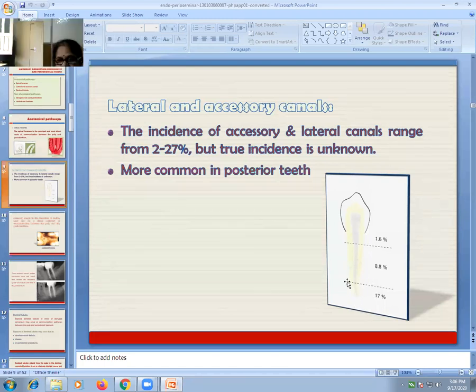How much is the incidence? They are seen mostly in posterior teeth and in the apical area. The apical third will have 17% lateral canals, which means when you treat that endodontically, you should take care of this area. The middle third will have 8.8%, while in the coronal area the incidence is very low, only 1.6% lateral or accessory canals.